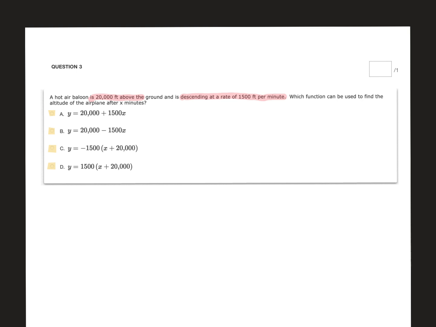So let's take a look. What do I know? Well, I know it's descending. So descending is going to tell me that that is a negative at a rate of 1,500 per minute. That's our slope right there. Okay, so our slope is a negative 1,500. And what else do I know? I know that currently where I'm starting, this is my starting point at 20,000.